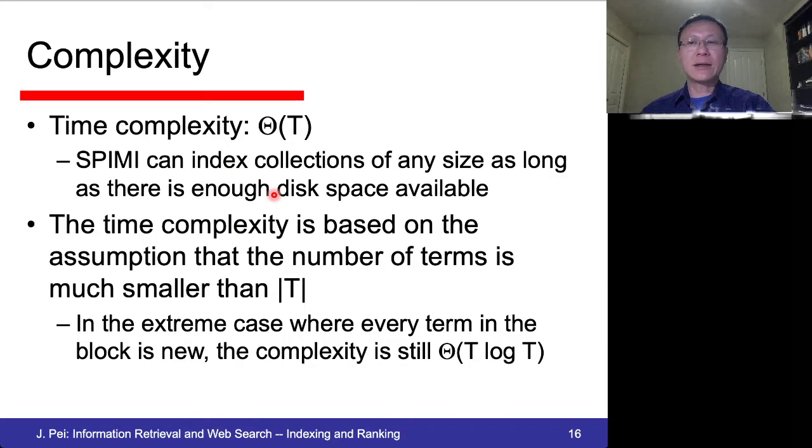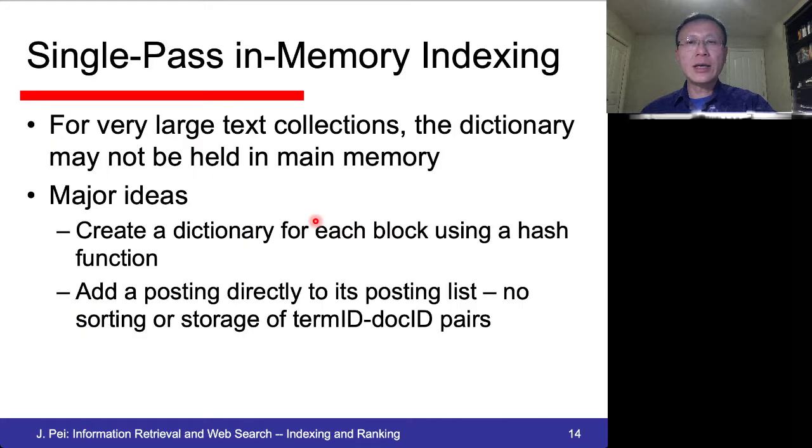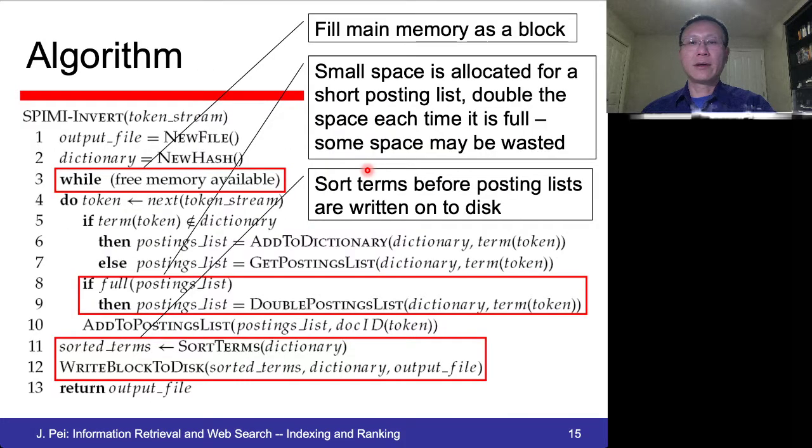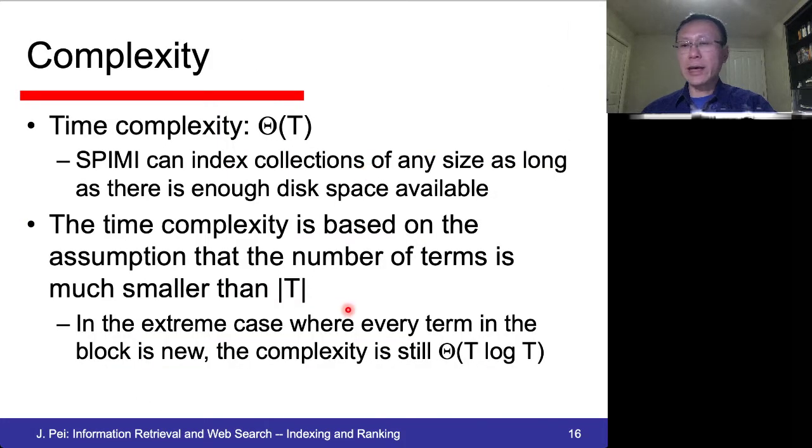It is that the number of terms is much smaller than T, where T is the maximum number of term ID, document ID pairs that can be held into main memory. In many situations, this assumption indeed holds well. But in the extreme case where each term in the block is new, then this assumption doesn't hold. In such a case, the complexity is still in the order of T log T, which is the theoretical bottleneck.